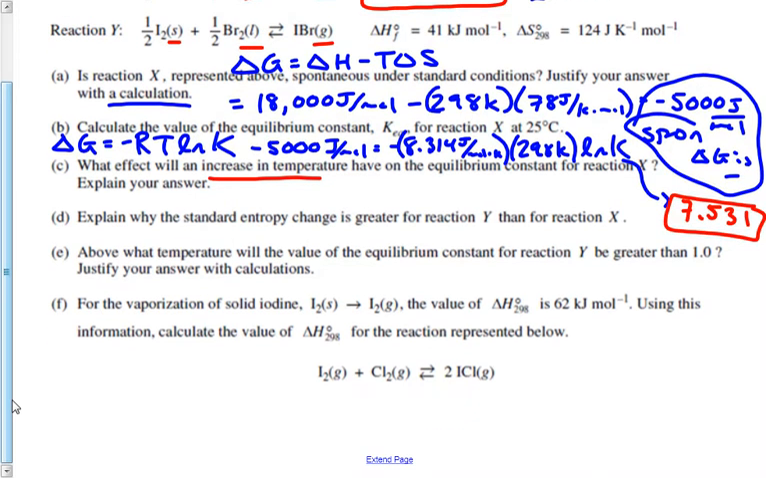Finish this up. Letter E. Above what temperature will the value of the equilibrium constant for reaction Y be greater than 1? Justify your answer.